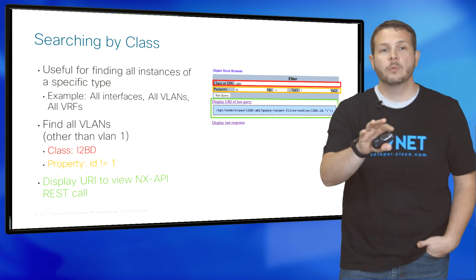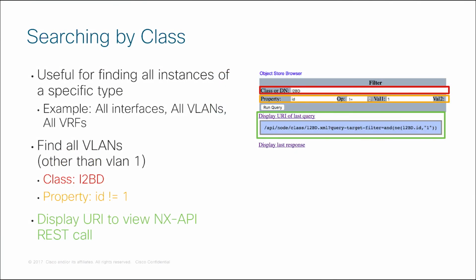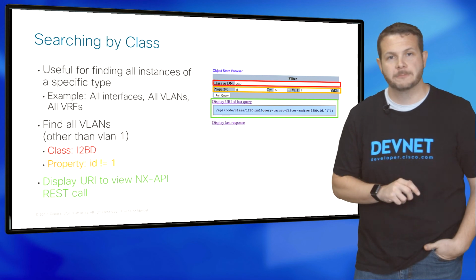In this example, we're seeing how we can use Visori and NX API REST to search for all VLANs, and here we've actually filtered it down for all VLANs other than VLAN 1. We're not interested in that default VLAN. And so we do a class search. The class we're interested in is L2BD. Now we want to set a property: ID is not equal to 1, so that we do not return VLAN 1. And then we can look at the specific URI to view that full REST API. We can see how that filter is attached to the API call itself.